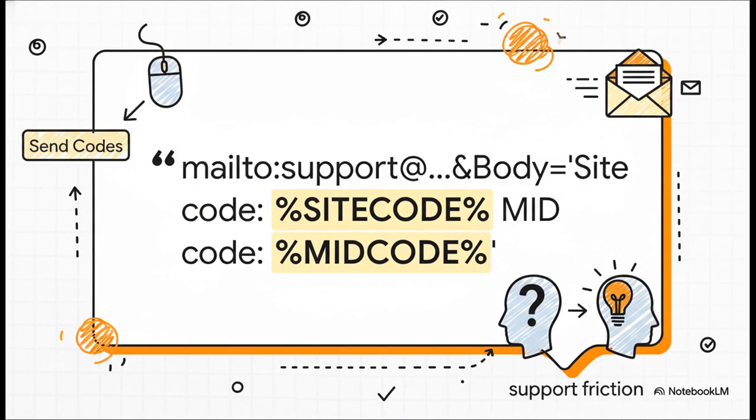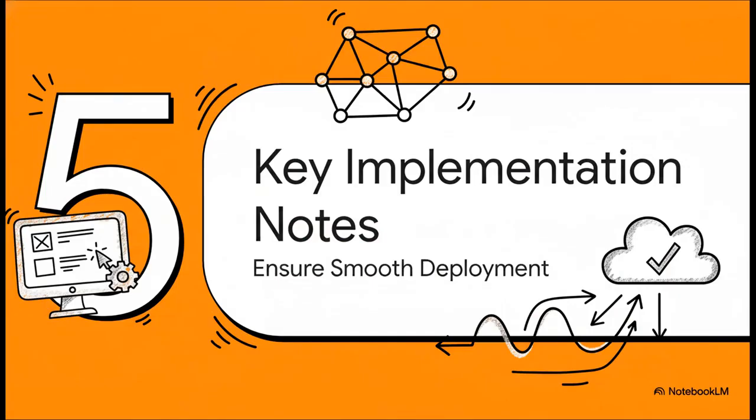Check out this example. It's a mail to link. This one line of text creates a button that, when clicked, opens up a new email, pre-fills the subject line with the app name, and this is the best part. It automatically puts the user's site code and MID code right into the body of the email. Think about how much time that saves. It's brilliant.